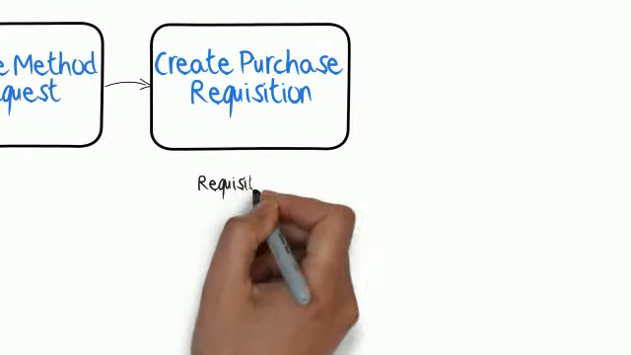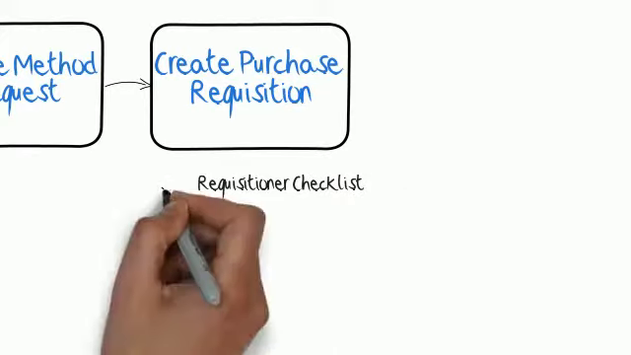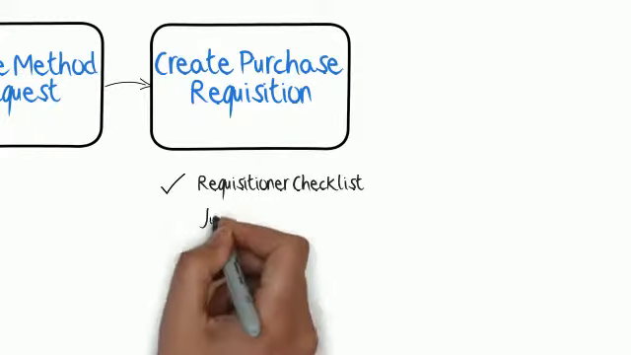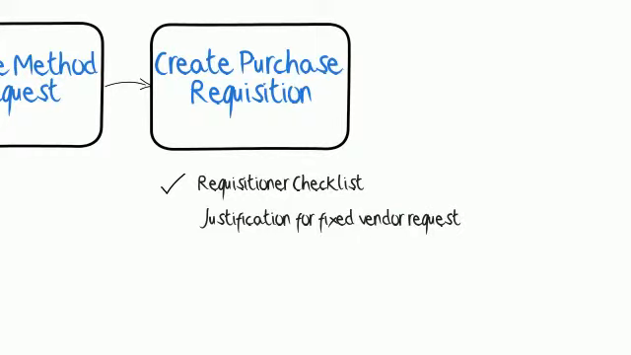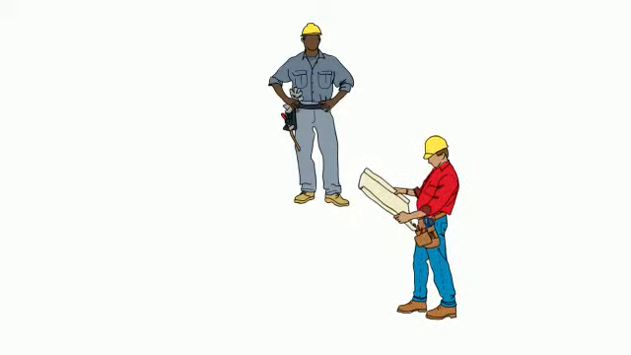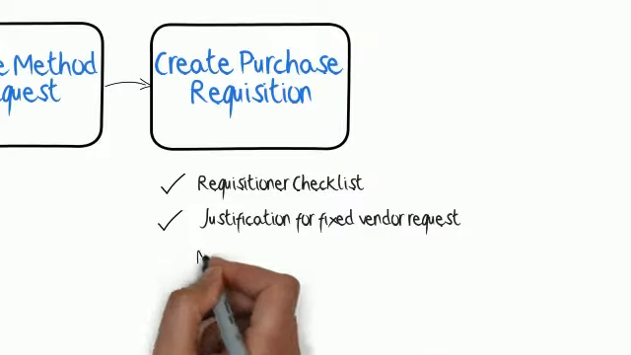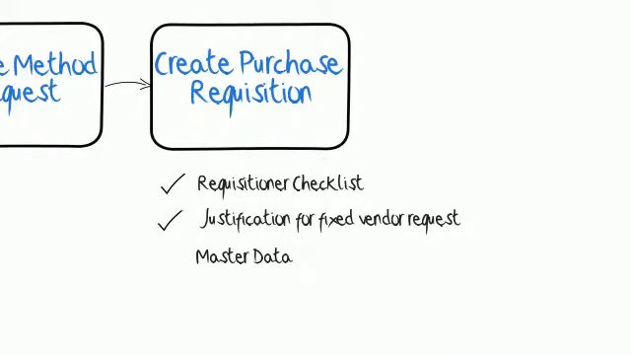Refer to the requisitioner checklist to make sure that you have included all the necessary information, including a full scope of work. At the end of this training, we will provide a link to this checklist and all other reference documents mentioned in this video. If you select a fixed vendor, provide justification for it in the purchase requisition. Keep in mind that even if a purchase requisition includes a fixed vendor, the final selection of the vendor is done by the buyer. It is also critical that you select the correct master data in your requisition.